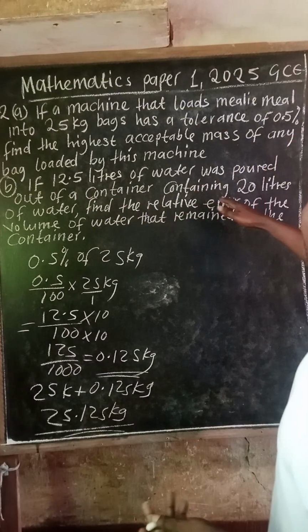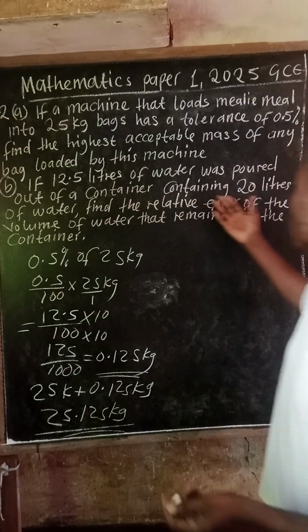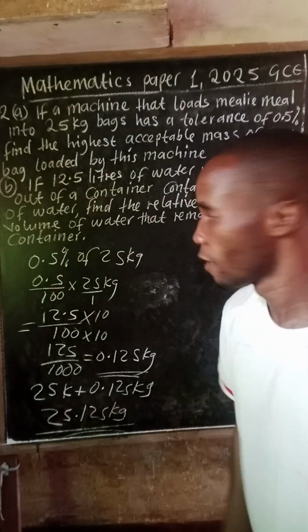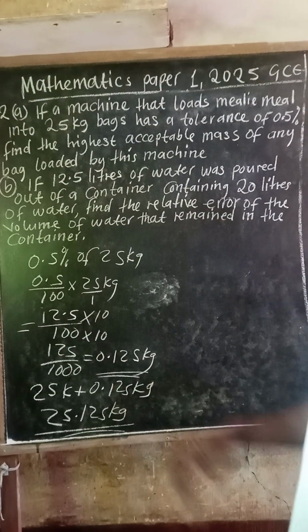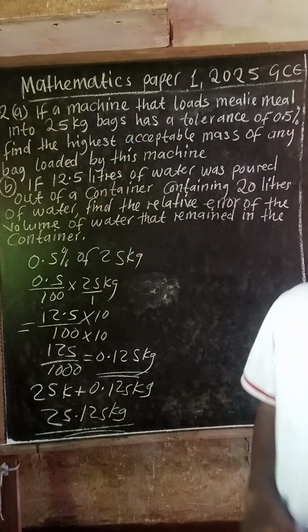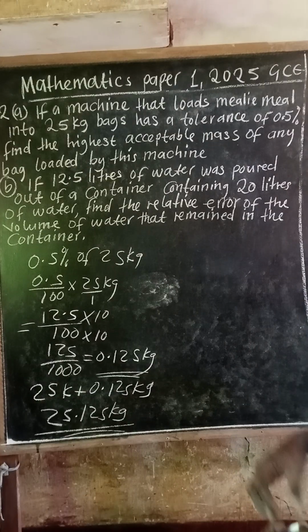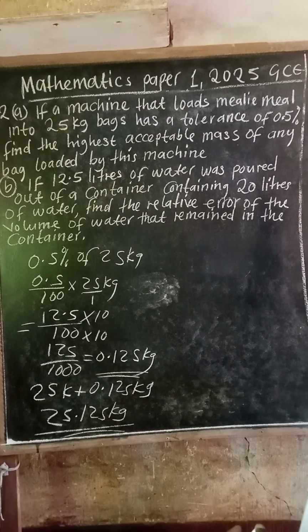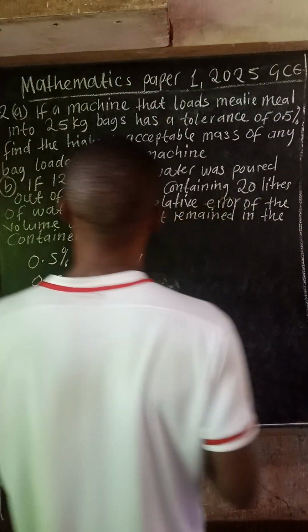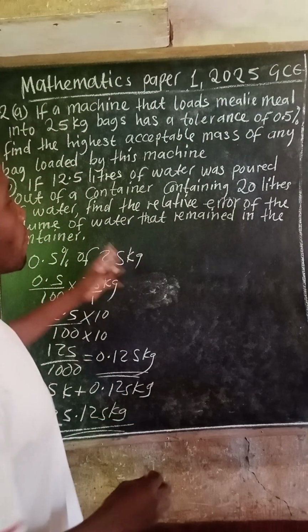If 12.5 liters of water was poured out of a container containing 20 liters of water, find the relative error of the volume of water that remained in the container. Okay, that remained in the container. So this container contained 20 liters of water. Okay, so now 12.5 was poured out.